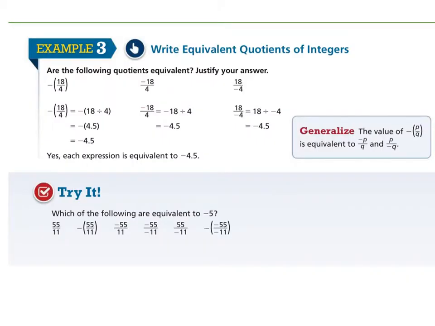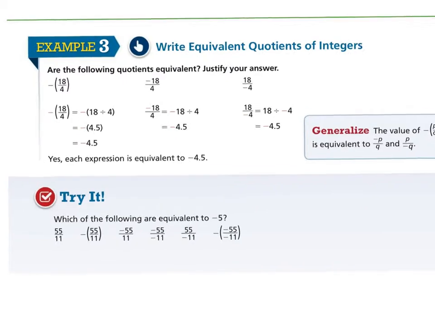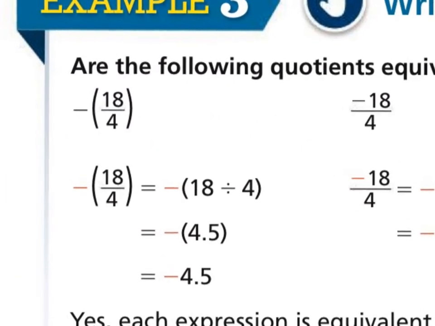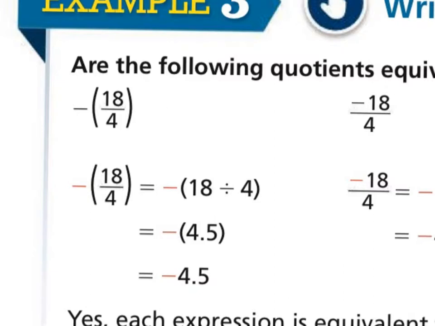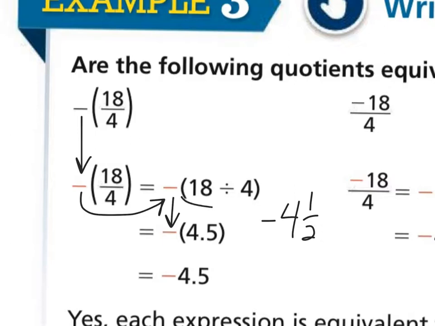Example 3 asks if the following quotients are equivalent. So just a few different looks that you could potentially see as you do problems. We have a negative, and then in parentheses we have 18/4. Anytime you have a negative outside the parentheses, that negative sign just keeps moving along as we work the problem out. So 18 divided by 4 is 4.5. And then the negative just keeps coming along. So whichever way you do that, I would probably say that's -4.5.